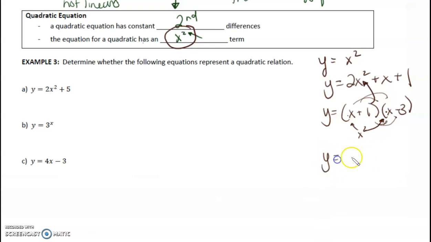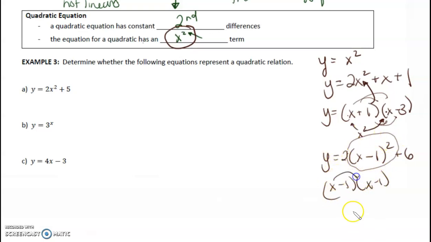And it may look like this, 2x minus 1 squared plus 6. But this right here, if we expanded this, we know anything squared is going to be it times itself, and x times x is still going to give us x squared. So any version of an x squared equation, that's a quadratic equation. So let's take a look at these. For A, we have y equals 2x squared plus 5. We have x squared, so yes, this is quadratic.